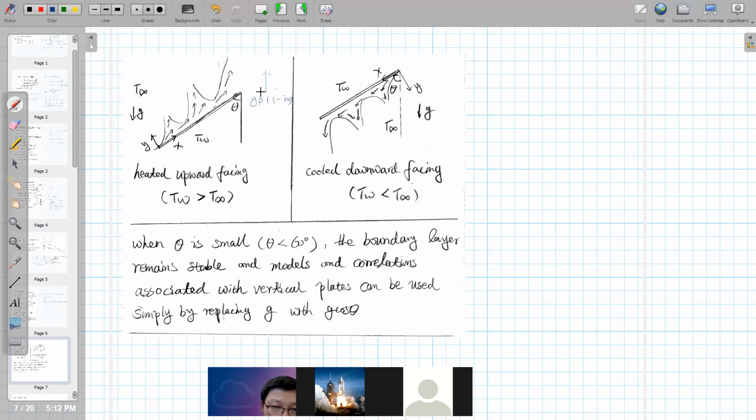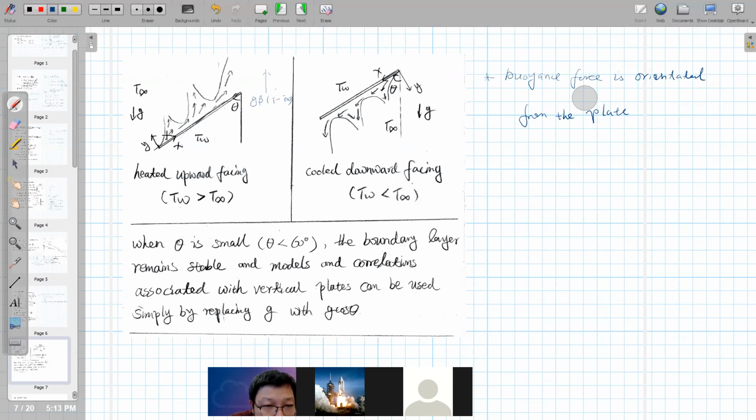So what does it mean? That means that your buoyancy force is orientated away from the plane. It's not like the previous cases where your buoyancy forces try to push the fluid into the plate. Now you try to push the fluid, leaving the plate.